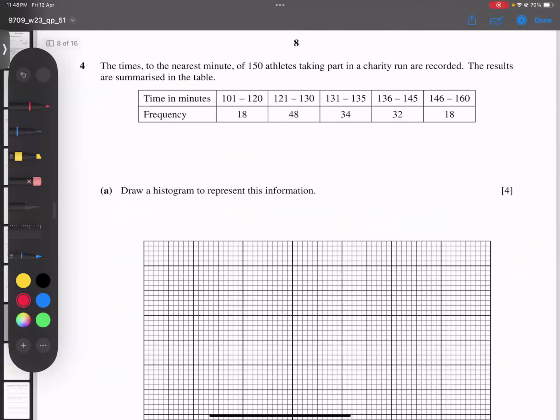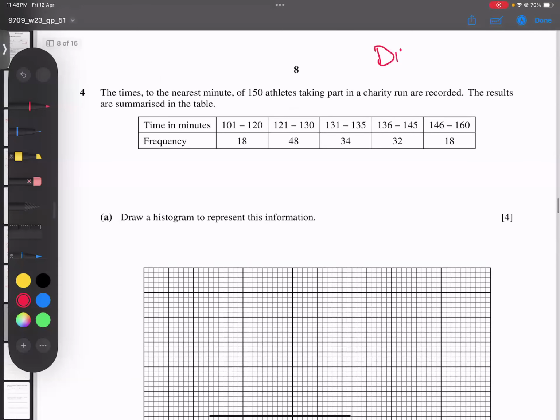Question number 4, we have, to the nearest minute, 150 athletes taking part in a charity run. The charity run times are recorded. The result is summarized like this. You can see, but make sure the difference is there. You see, it is not matching. It's 120, then 121, then 130, 131. This is called discontinuous data. So I believe you got my point.